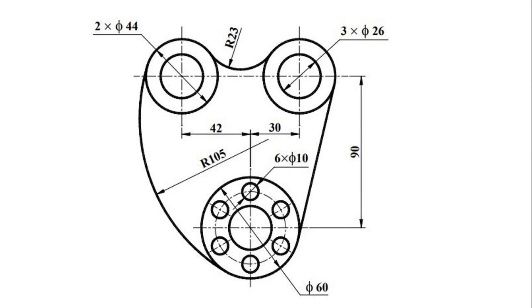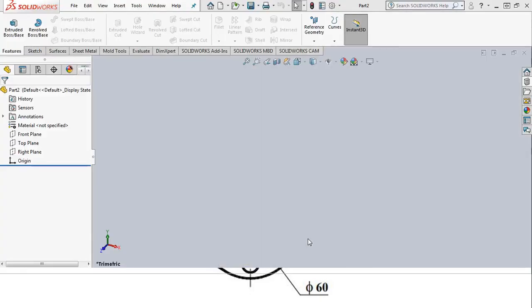So this is a very simple drawing. Here we have three circular features, two arcs, and a straight line. What we will do is draw this sketch by giving equations and a relationship between the two sketches. So let us go to SolidWorks.